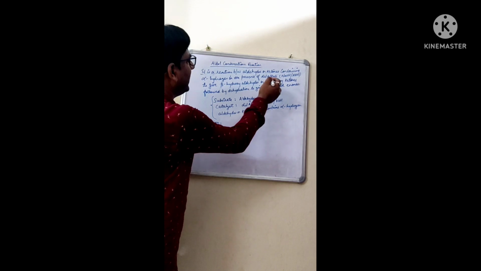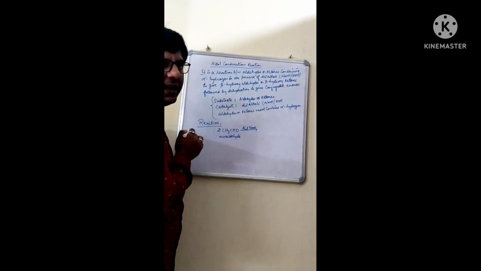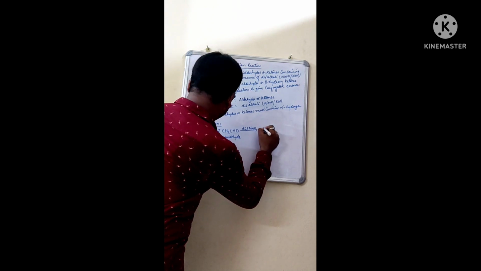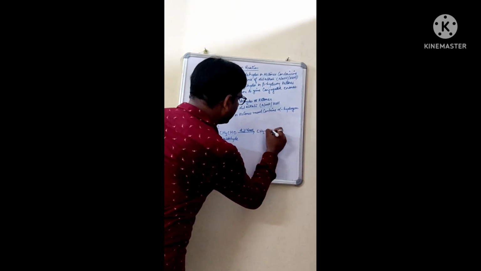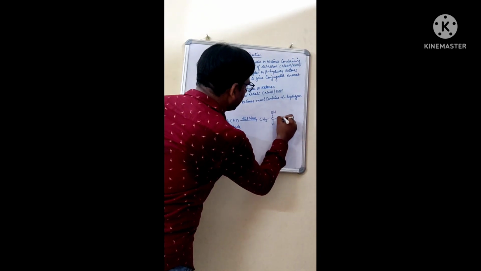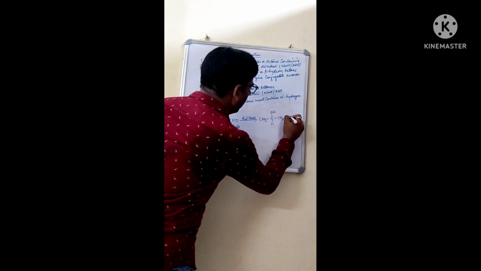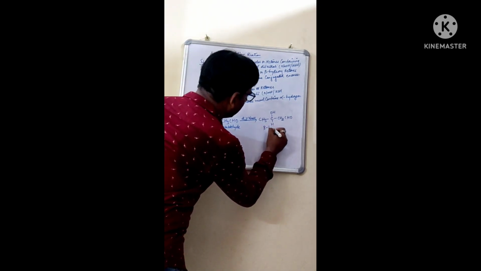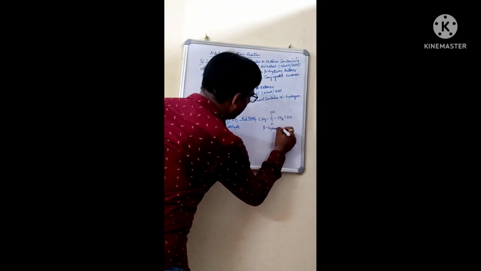What will it give? It will give the beta hydroxy aldehyde. Means this we will get beta hydroxy. Now let us see how it will be formed. CH3CHO, here it will be H, CH2CHO. Now here you see this is the beta hydroxy aldehyde.